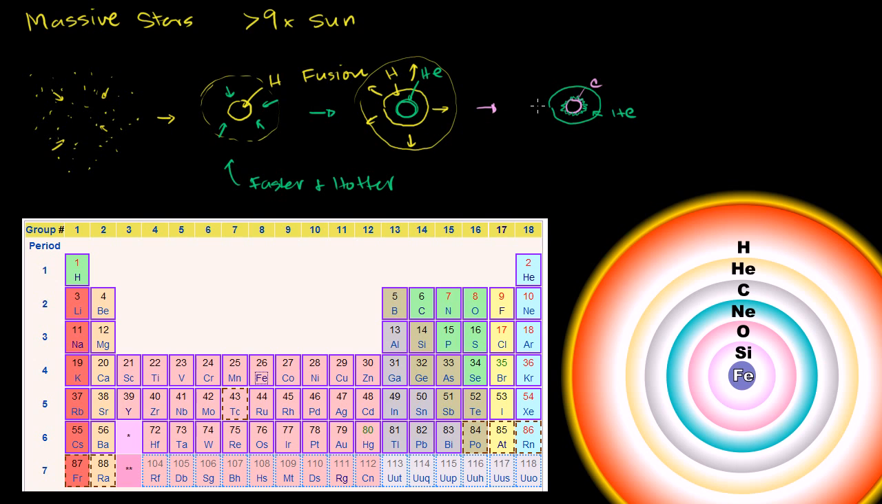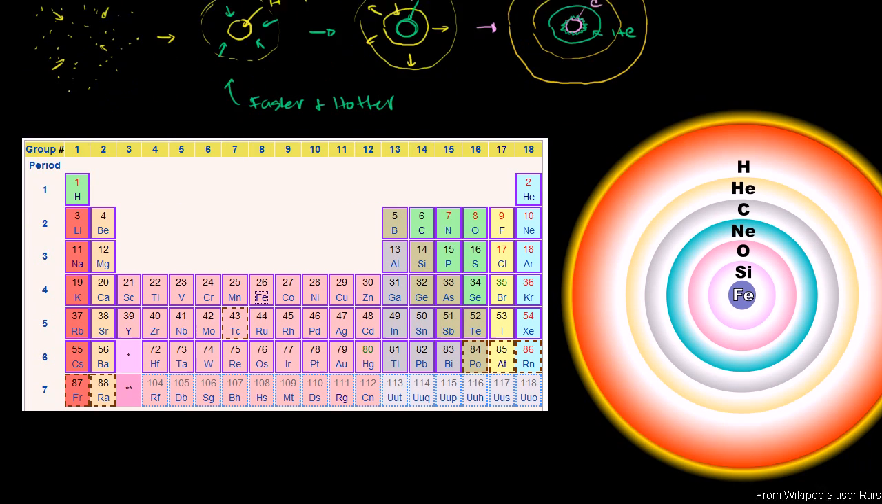And then around that, you have hydrogen fusion. Have to be very careful. You have hydrogen fusion, and then around that, you have the rest of the star. And so this process is going to keep continuing. Eventually, that carbon is going to start fusing, and you're going to have heavier and heavier elements form the core.